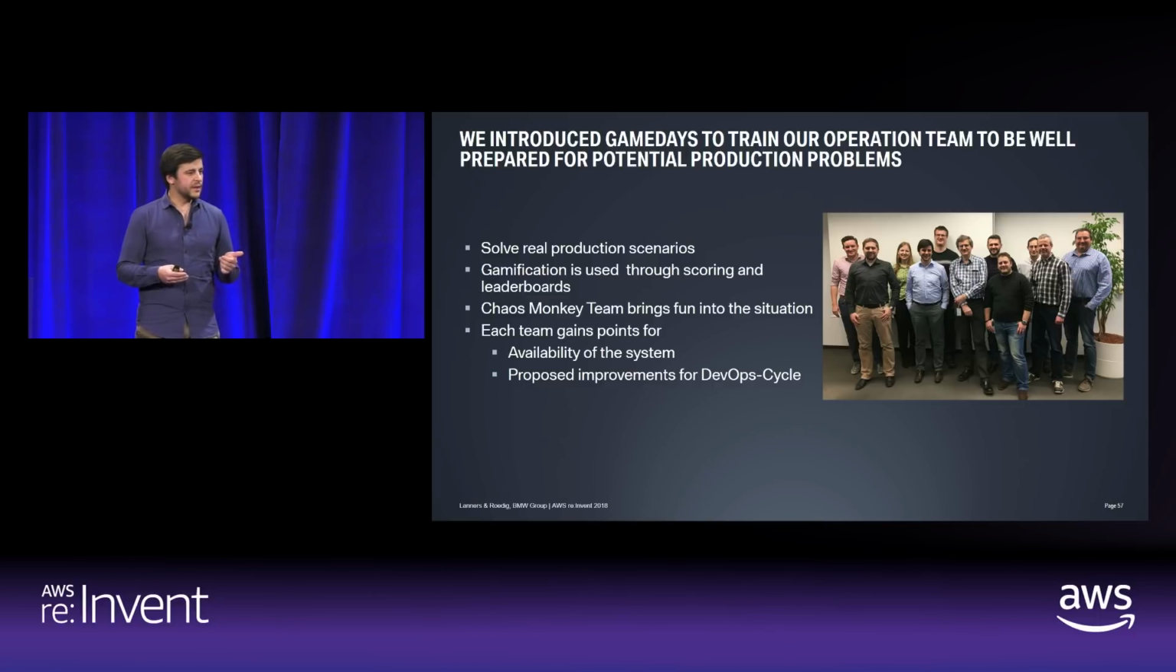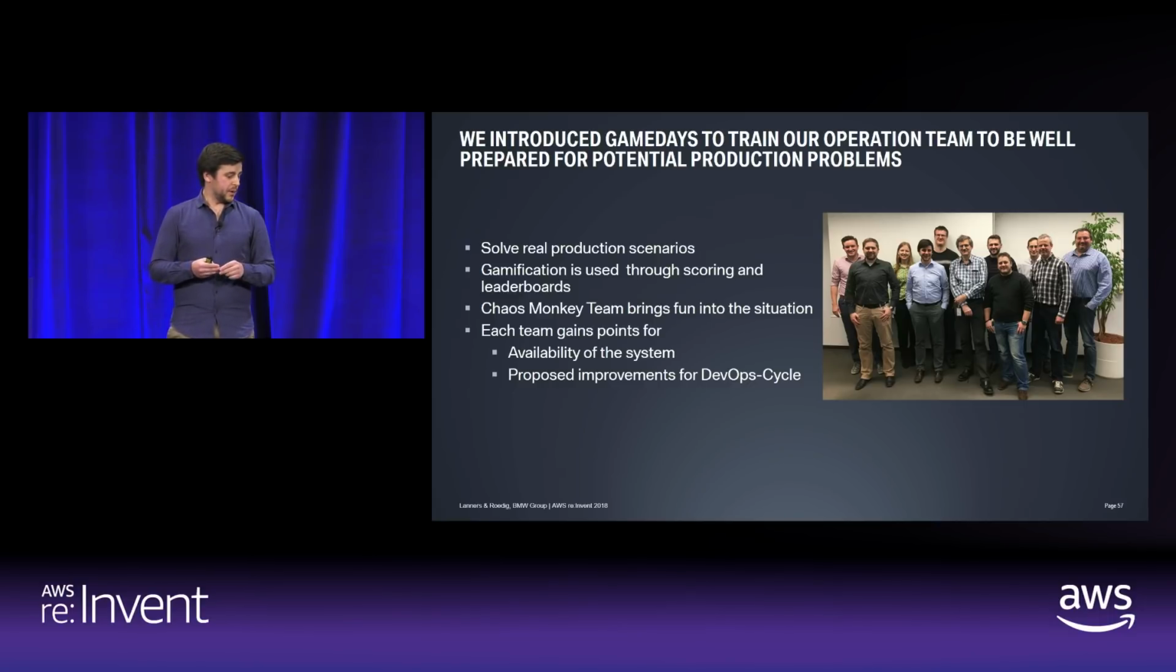For this, we installed an own AWS account for every dev team with all the stacks you have seen before. And, of course, it's a game day, so we use gamification as an incentive. Each team gets points for the overall availability of their system. The points were available on global leaderboards, and this really sparked the competition. Then a Chaos Monkey team brought fun into the situation, and the dev teams had to clean up the chaos of the monkeys as fast as possible.